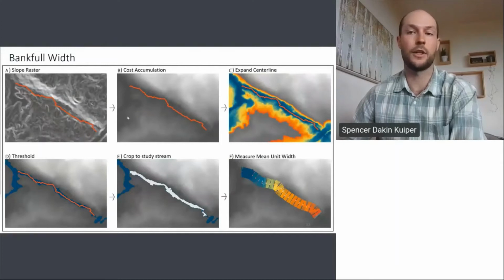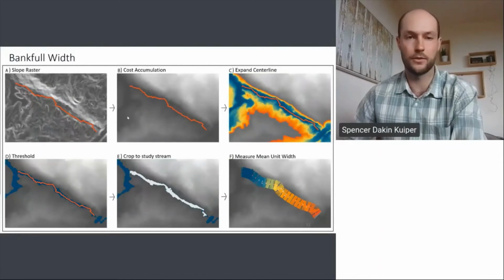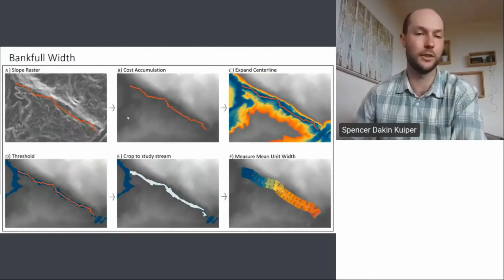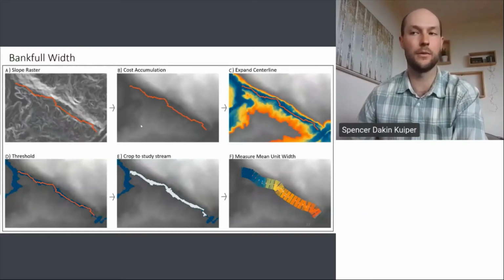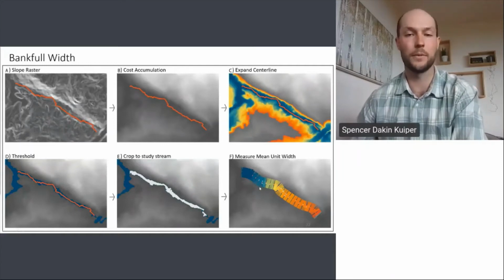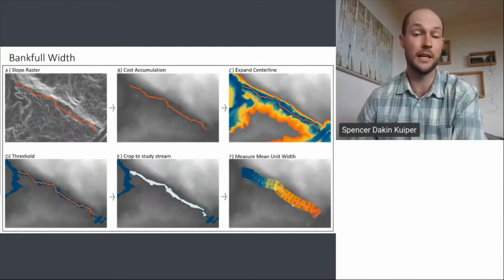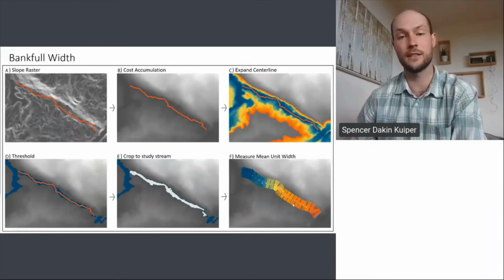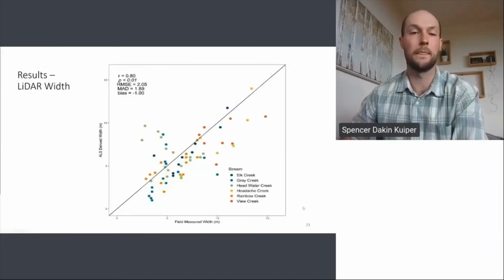Afterwards, we decided on a threshold based on our field data. Our threshold was 18 slope units. We cropped it to our known study stream, and then we measured the mean unit width by generating perpendicular transects and counting the number of wet pixels that fall underneath each transect line. We group these into our known habitat units, and we compare them to our field measured width.